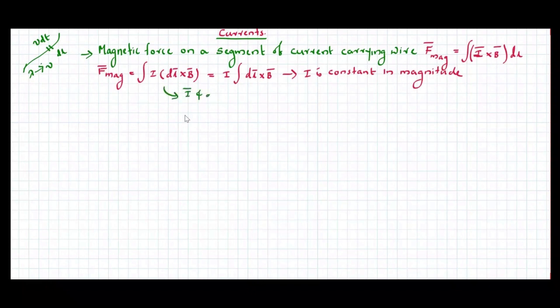Why can we write I cross B dl as I dl cross B? It is because I and dl are along the same direction. So basically F_mag, which is equal to integral I cross B dl, you can write as I into integral dl cross B.